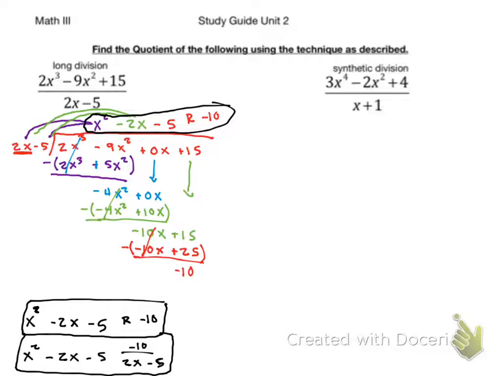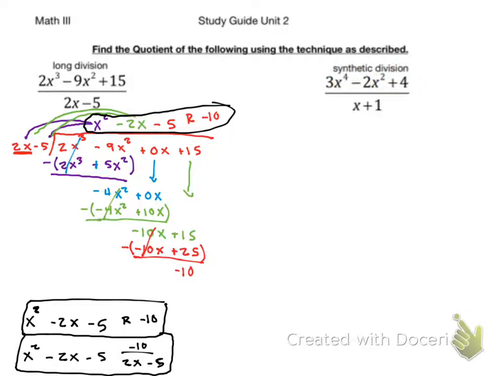Now on the right hand side, synthetic division. So let's look at our x's. We got 4, we're missing 3. We got 2, we're missing 1. And then we got 0. So we got to plug in 2 zeros here.